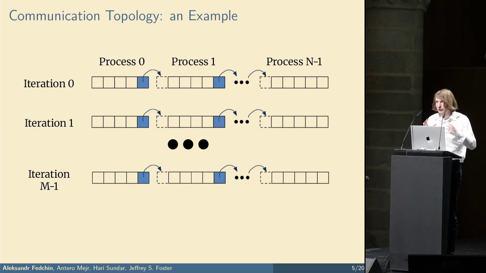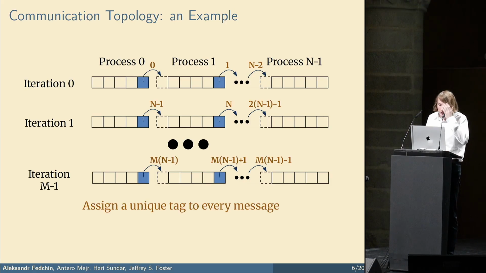So if we want to describe the structure of this communication, the whole program, the entirety of it, we really want some way to distinguish between the messages being passed. The idea here is that we want to assign a unique tag to every message. So that first message that process 0 sends to process 1 is going to be tagged as 0, for example, and then the message that process 0 sends in the next iteration is going to be n-1, and so on. And fortunately, you can do this in MPI.